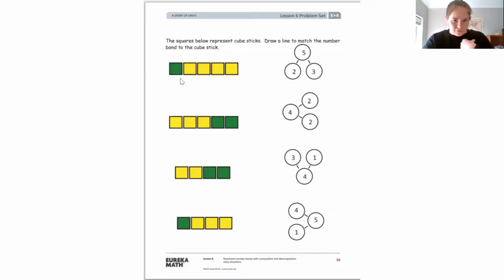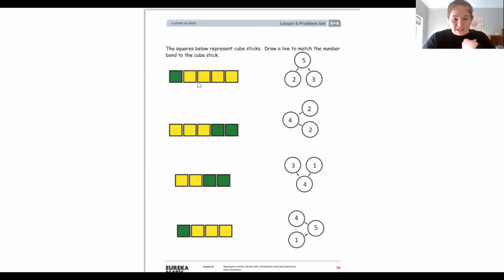So here's the page we're looking for. It says lesson 6 problem set at the top. We've got some cubes and number bonds going down the sides. Yours is in black and white, mine is in color, but it's the same thing. If you need to take a second and find this in your packet, go ahead and pause the video. Whenever you're ready, come on back.